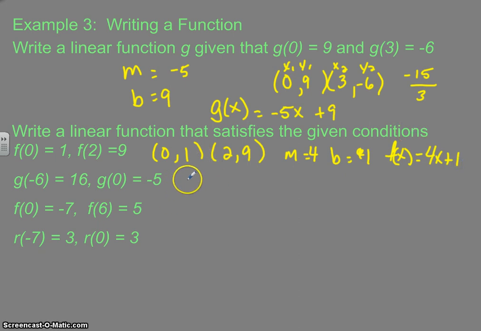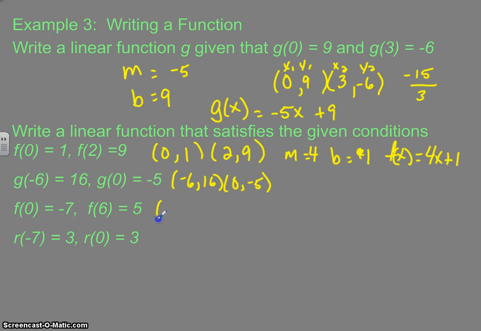Okay, this one, what would be the points? Well, negative 6 and 16, 0 and -5. There are the points. Again, inside the parentheses we have x, outside we have y. Use the slope. Here's the y-intercept right here, -5. Find the slope, you've got an equation.